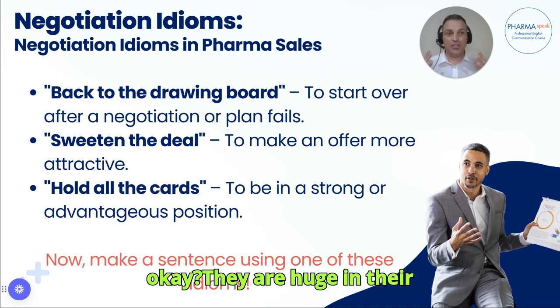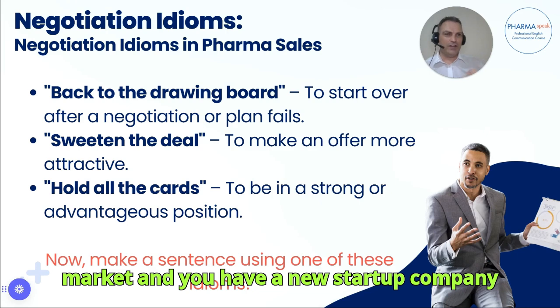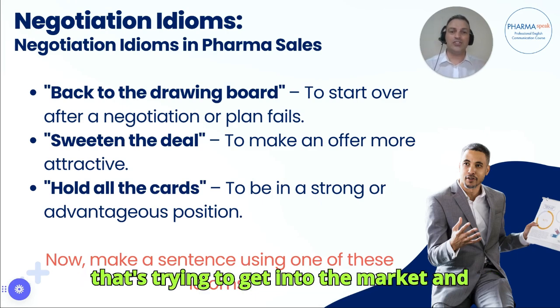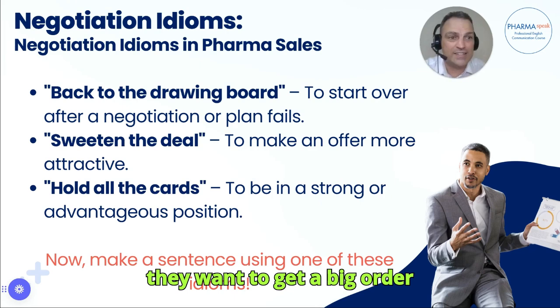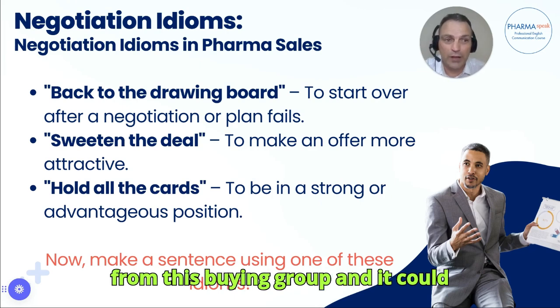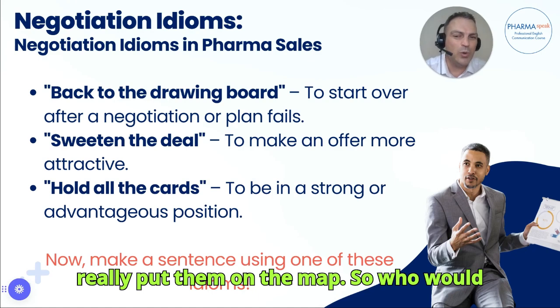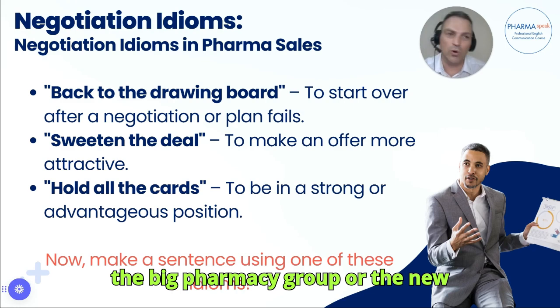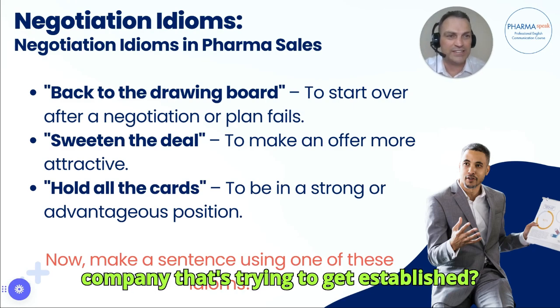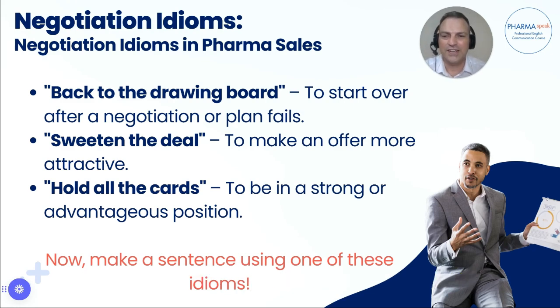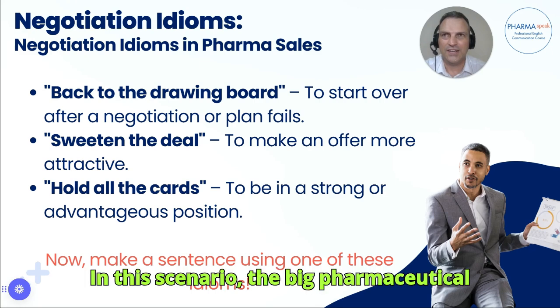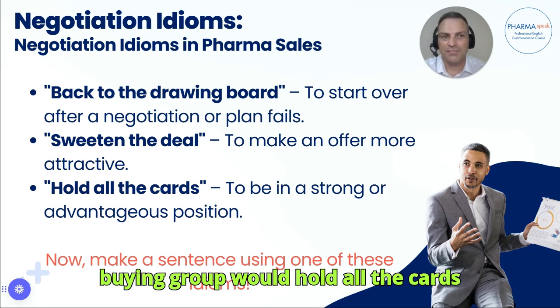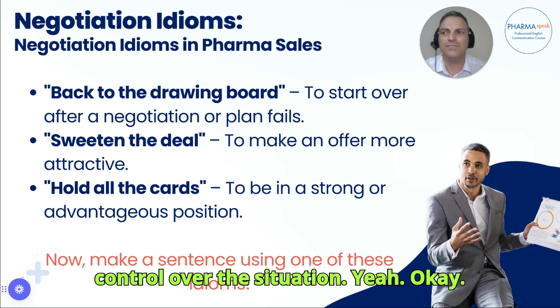They are like huge in their market, and you have a new startup company that's trying to get into the market, and they want to get a big order from this buying group, and it could really put them on the map. So who would hold all the cards in this case, the big pharmacy group or the new company that's trying to get established? In this scenario, the big pharmaceutical buying group would hold all the cards because they have more influence and control over the situation. Yeah.